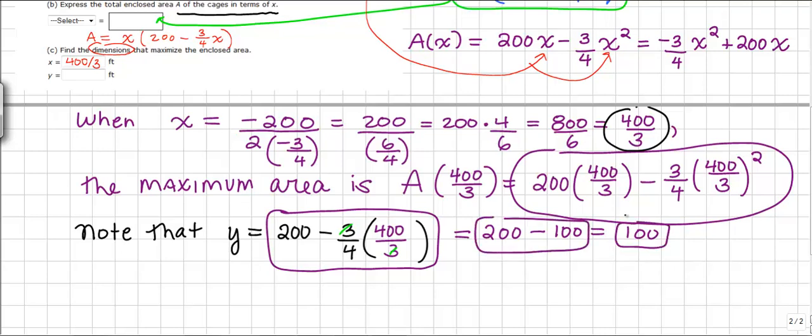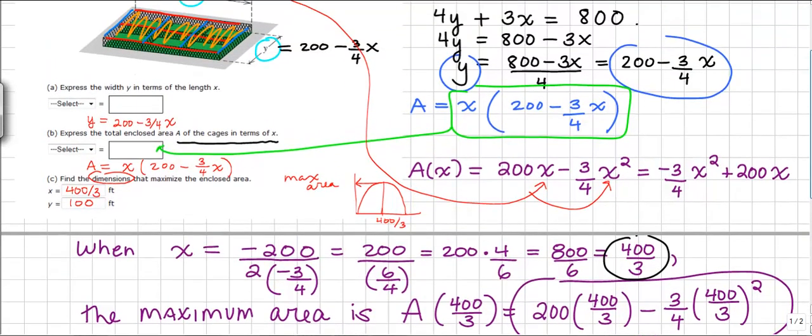Now let's see if this actually works. Let's check ourselves. Again, to recap, the area function is the one that's quadratic. It has an input of 400 thirds that produces a max area. This question didn't actually ask you to spell out the max area, but this is how you would do it if you had a question that did. Let's look at our dimensions.